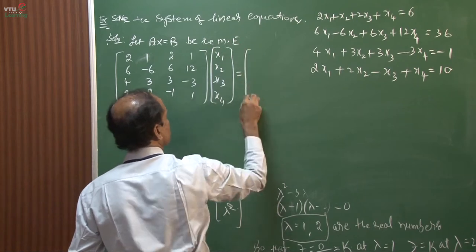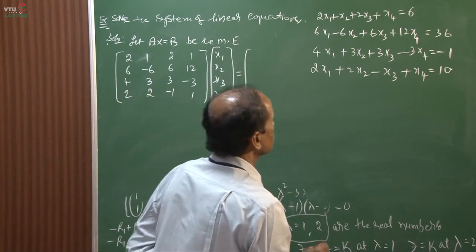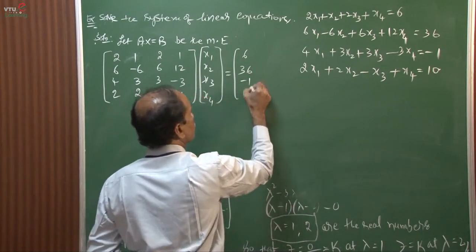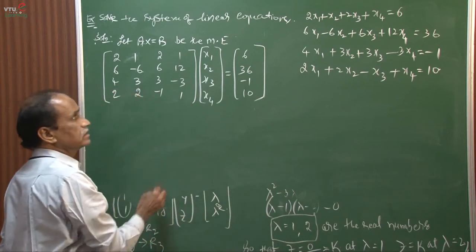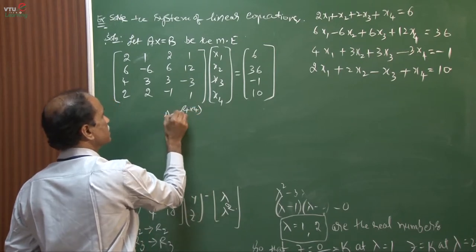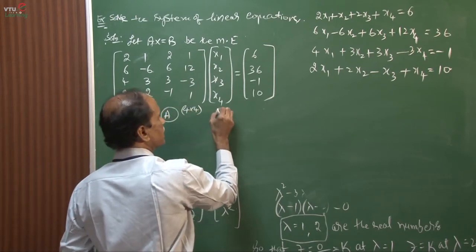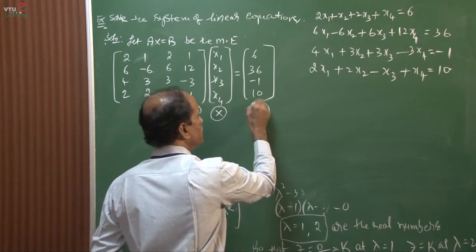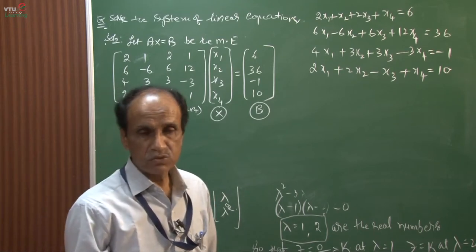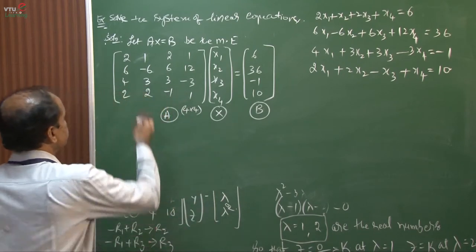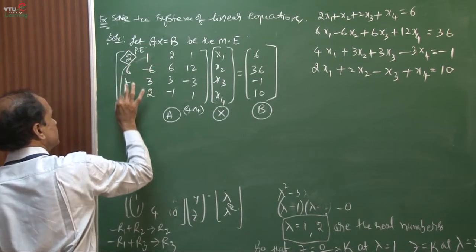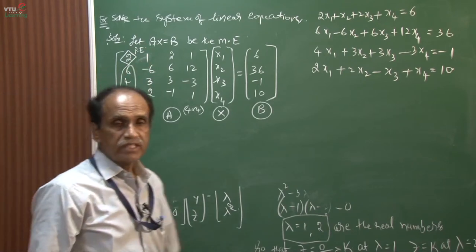This is equal to 6, 36, minus 1, and then 10. This is your matrix notation. This is the 4 cross 4 coefficient matrix A, and this is capital X, and this is capital B. This is the matrix form where 4 unknowns are there, x1, x2, x3, x4. So the first pivotal element is 2. This you can call PE, and these three numbers below it will be converted to 0.